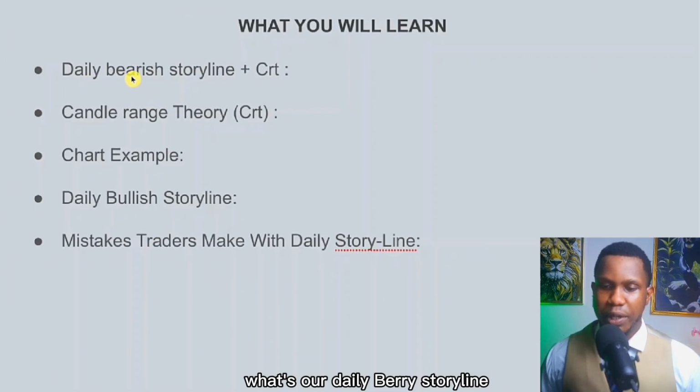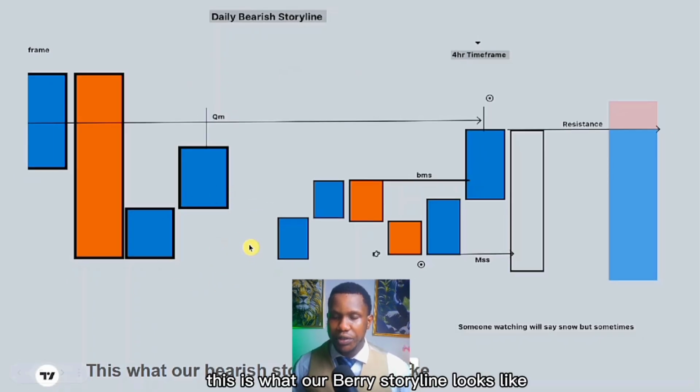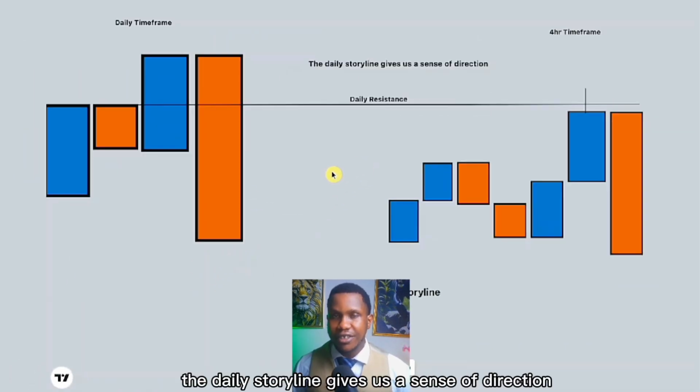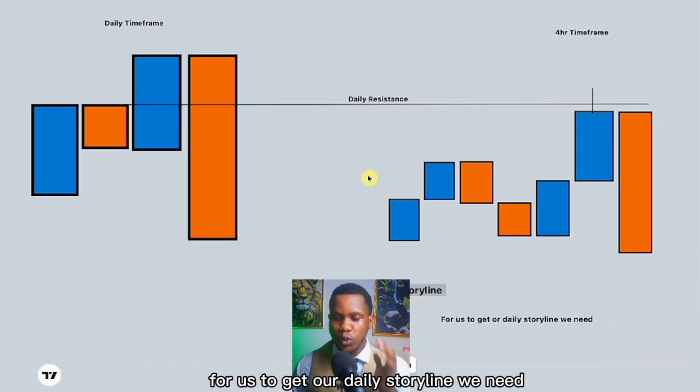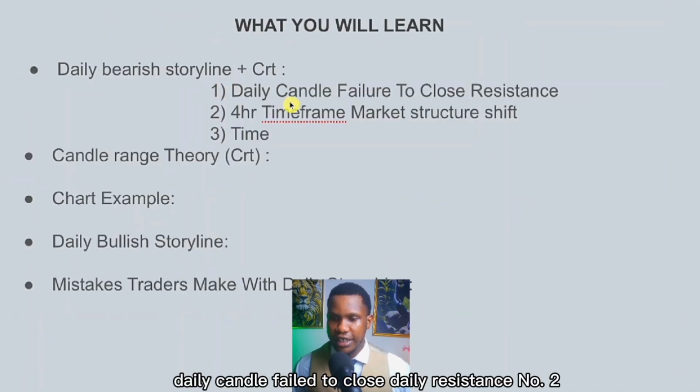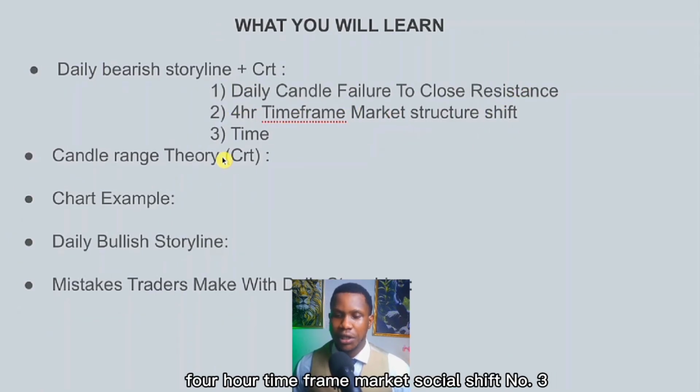What's our daily bearish storyline plus candle range theory? This is what our bearish storyline looks like. The daily storyline gives us a sense of direction and makes our MSNR levels a higher probability one. For us to get our daily storyline, we need these three things. Number 1, daily candle failure to close above the daily resistance. Number 2, 4-hour time frame market structure shift. Number 3, the time it is happening.